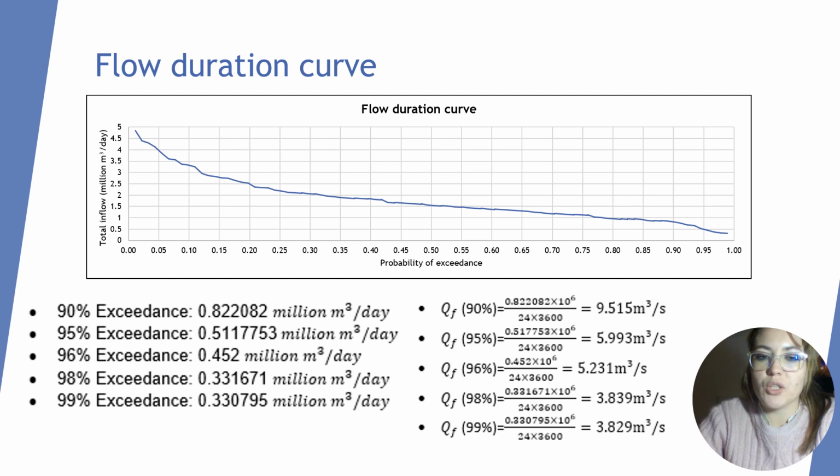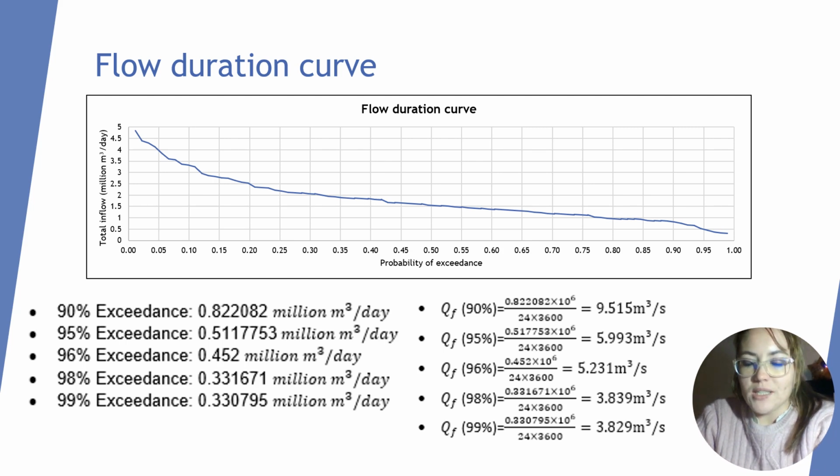After the flow duration curve was plotted using the exceedance calculated, we could then get the 90, 95, 96, 98, and 99% exceedances, which we could read off the graph or use the tables. We convert this from million cubic meters per day to cubic meters per second. This could then be used to calculate the firm discharge, which is then used for later calculations.